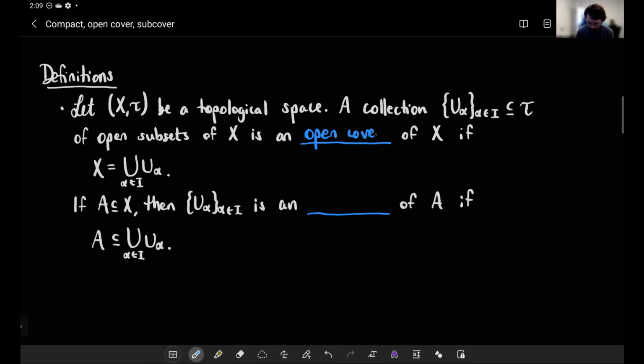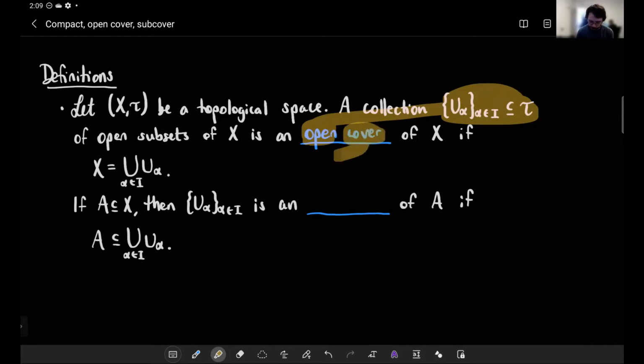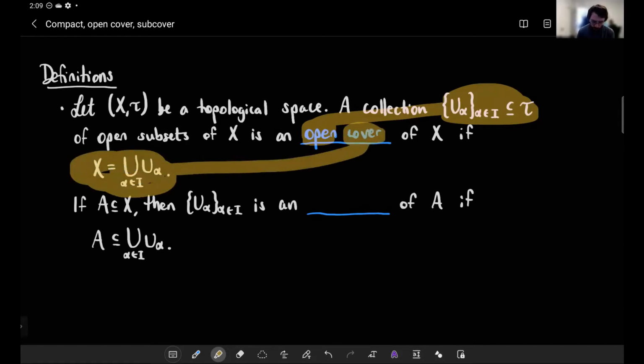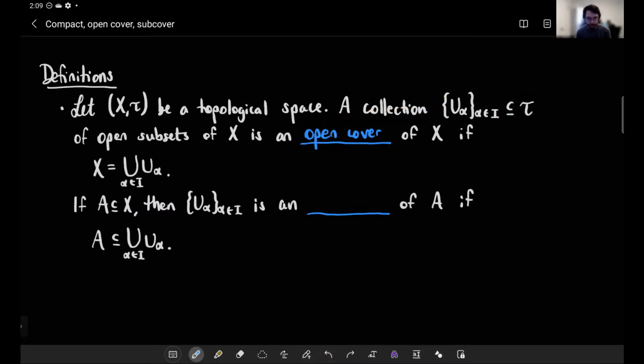of X. Okay, it's open because we're requiring all of our sets to be in the topology, meaning all of them are actually open sets. And we say it's a cover because, well, every point in X is covered by at least one of these open sets, right? No matter what point x you pick in here, you can also say x is in one of these open sets. Okay, so that's what we have for open cover.